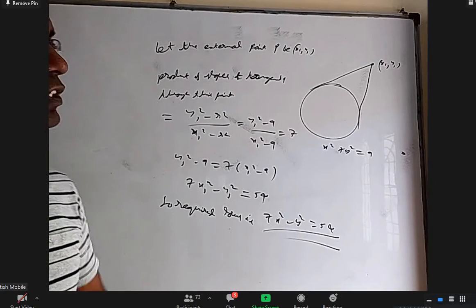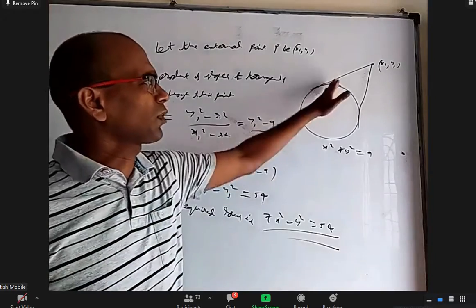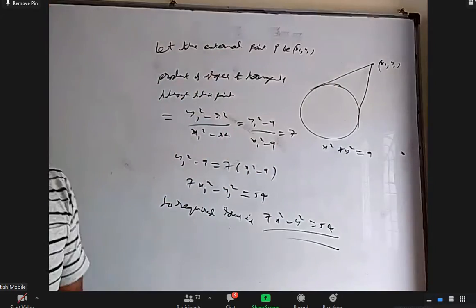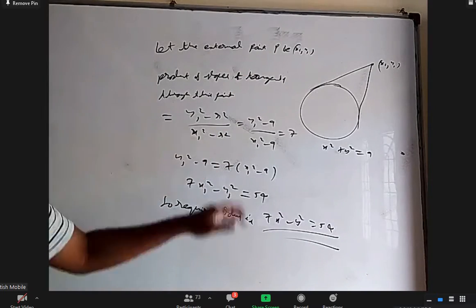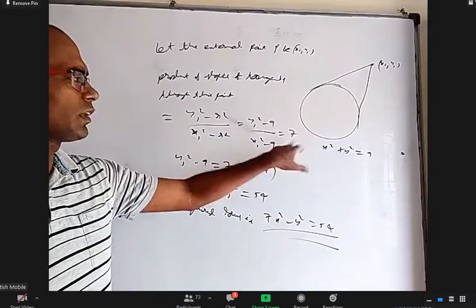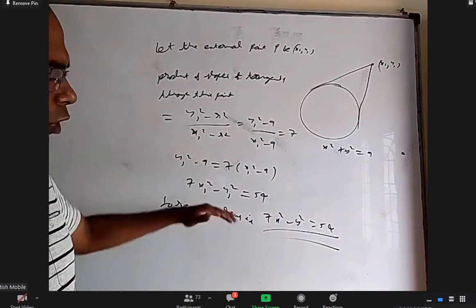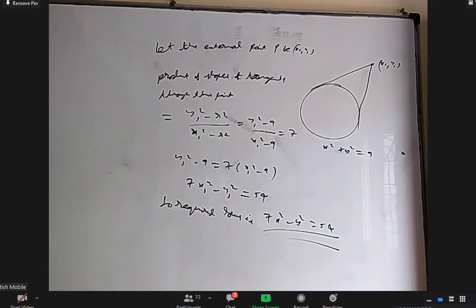So very simple. Whichever point they ask locus, take it as x1, y1. Find the product of these two slopes. There are in-between steps I did not write. You take the general tangent, substitute that point, square it, and all that. But just in the previous question we had done it, so I used that. Equated that product of slopes to be 7. Whatever algebraic condition I get, that is only the required locus. Only we have to replace x1, y1 with x, y.